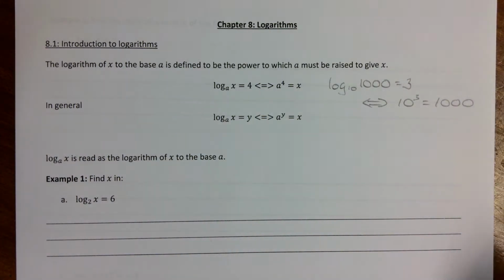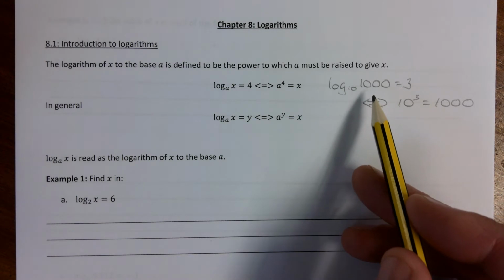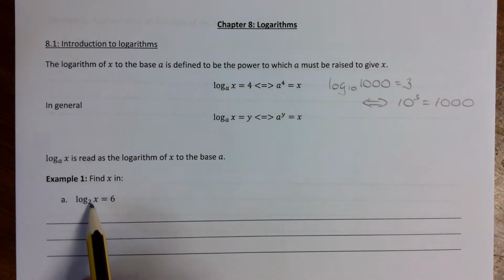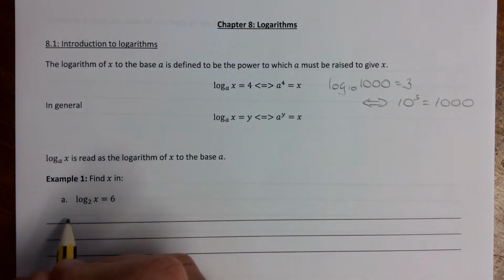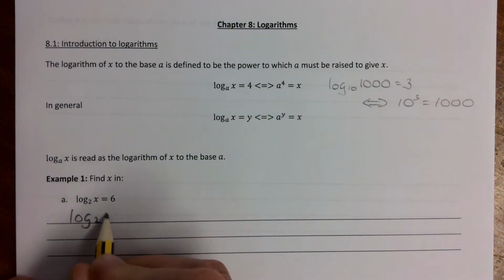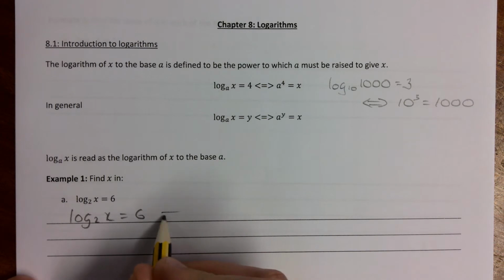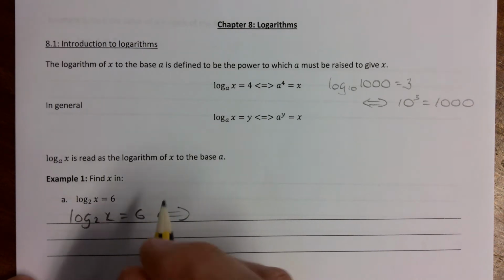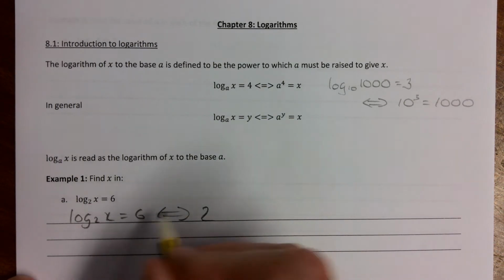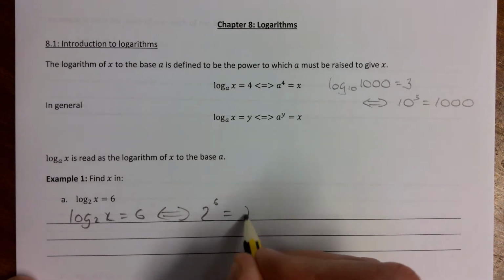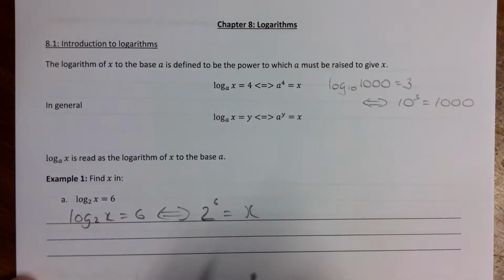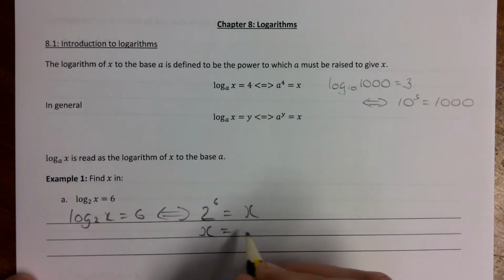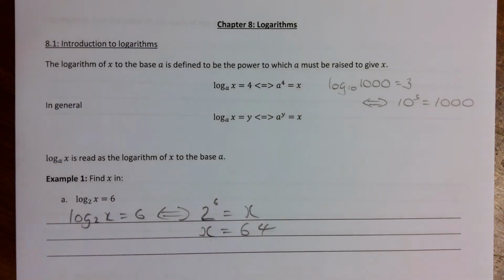Let's take a look at a couple of examples, and again if we can use this it should help us. Log to the base 2 of x equals 6. So we should know then that log to the base 2 of x equals 6 means the same thing as 2 to the power of 6 equals x, because this bit is always our power. Remember our 3 over here. So 2 to the power of 6 equals x, and obviously then x equals 64.